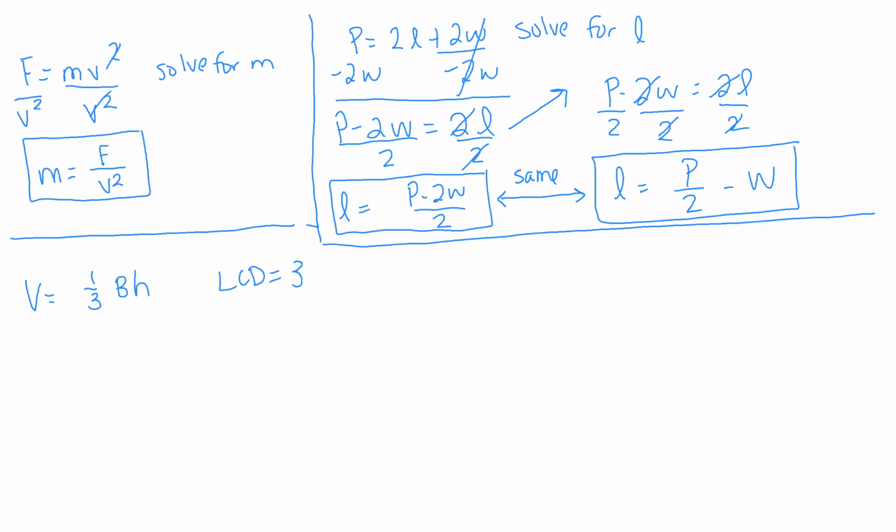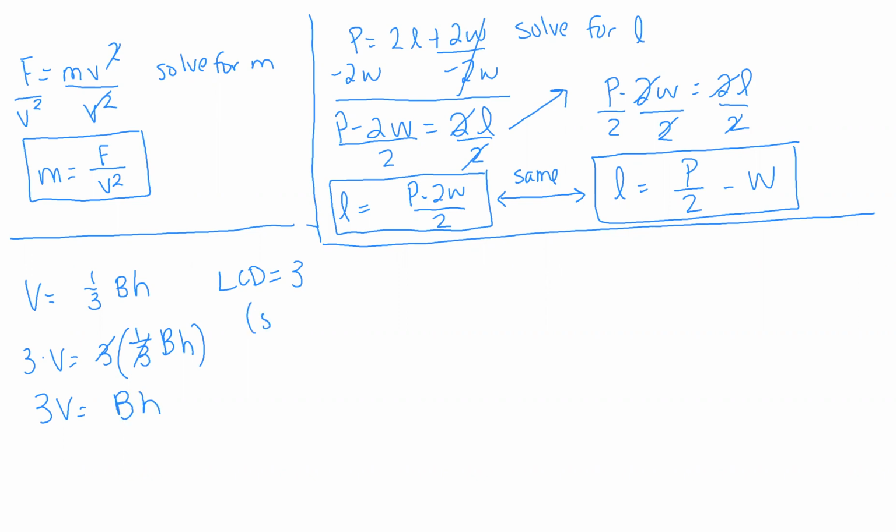If you had multiple fractions that you were dealing with, you would want to look at all of the denominators and find the largest value that all of the denominators divided into evenly. But if you just have one fraction, the denominator is the LCD. So what we do with the LCD is we multiply both sides of the equation by the LCD. So I would get 3 times v equals 3 times 1/3 times b times h. Well, on the left, we just get 3v. On the right, the 3 and the 1/3 actually cancel because 3 times 1/3 is just bh.